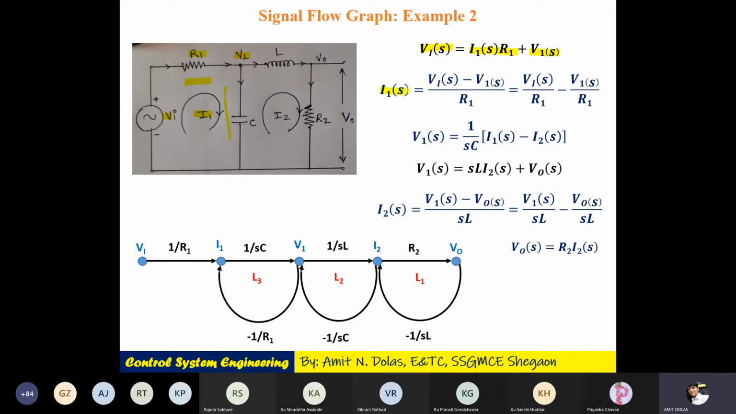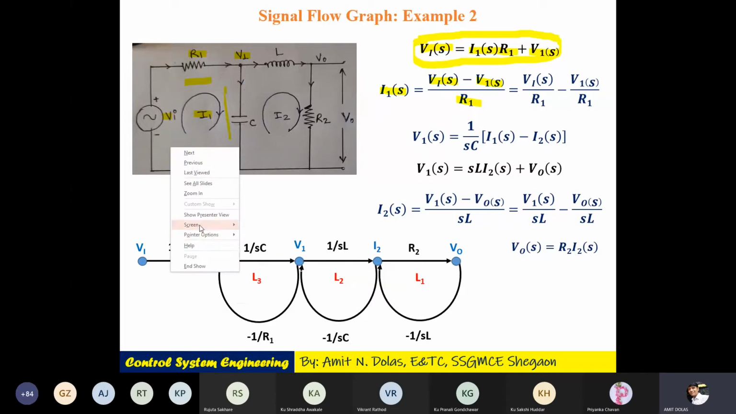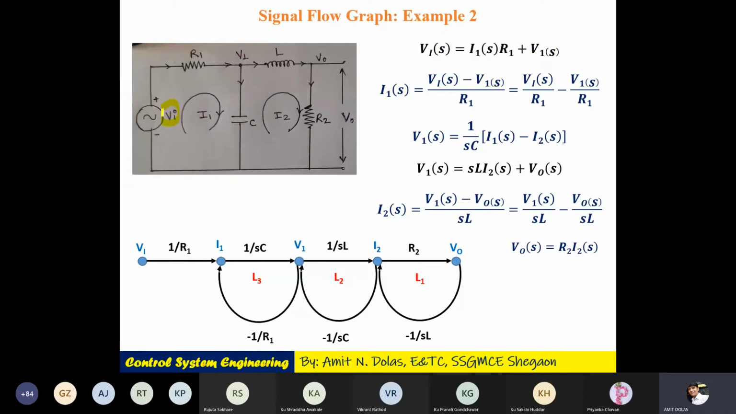So I1 of S will be Vi of S minus V1 of S divided by R1. इसी equation को हमने reform किया है. So here, while drawing the signal flow, I will consider all the components. Like I have Vi, I have I1, sequence में लगाना है. Then I have V1, then I have I2, and then I have V0.